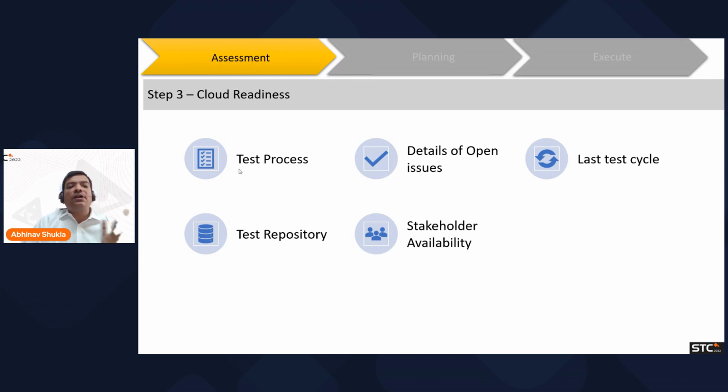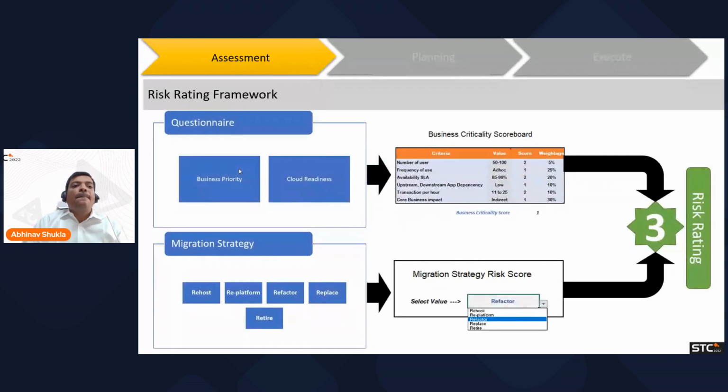So that was the cloud readiness check which we have done. There are three things we have checked: the impact of the migration strategy, the business criticality, and the cloud readiness. Then we have created the risk rating framework, right? What is the overall risk rating framework?